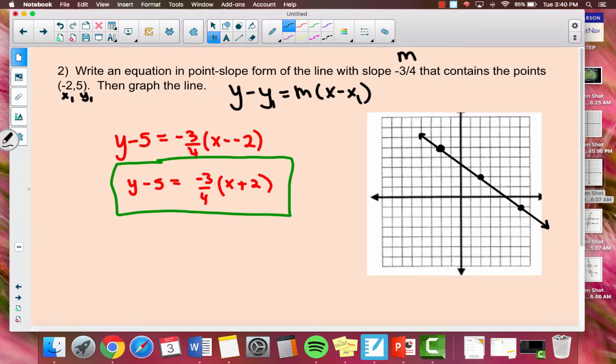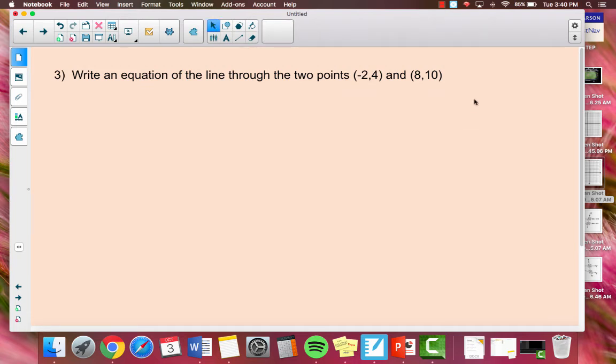And that's it. All right, so if you have questions about point slope form, make sure you ask. But if they give you a slope and they give you a point, you're just plugging them in. Okay. Here's one more that has a little bit more work to it.